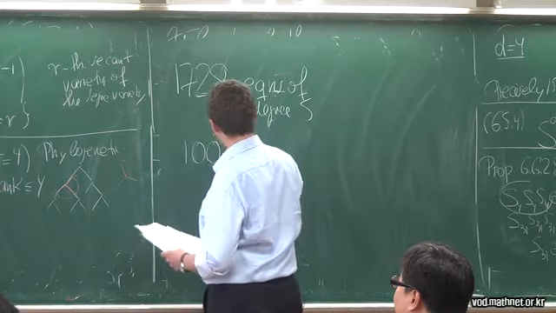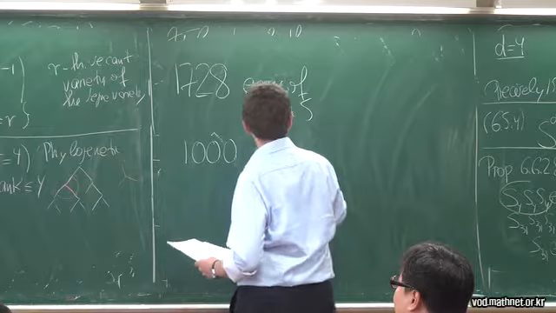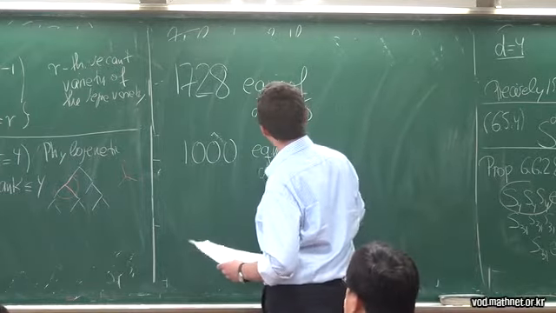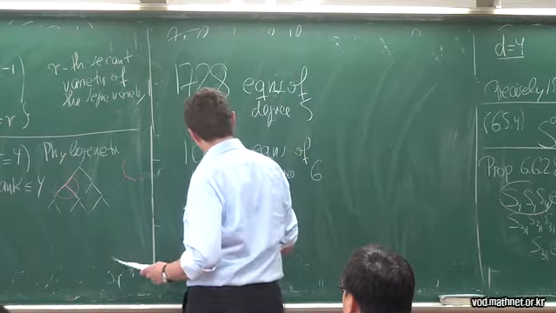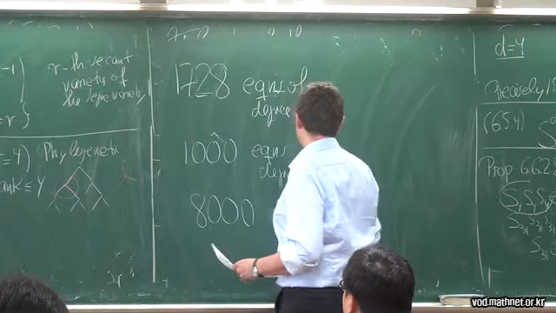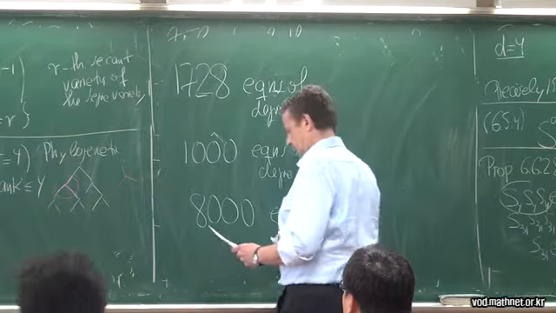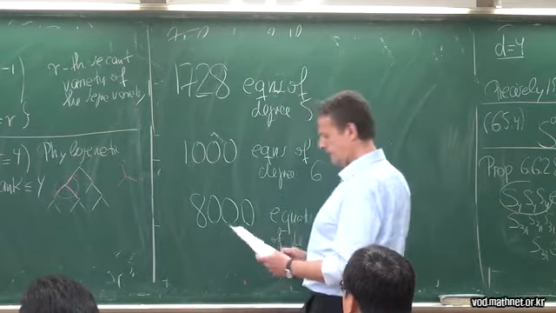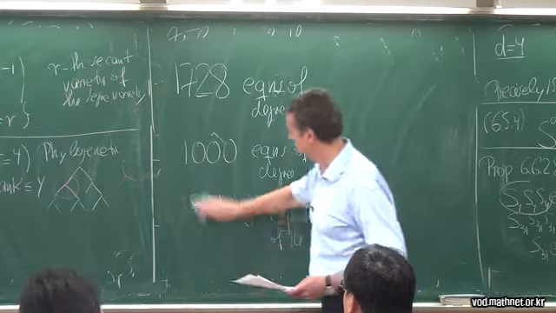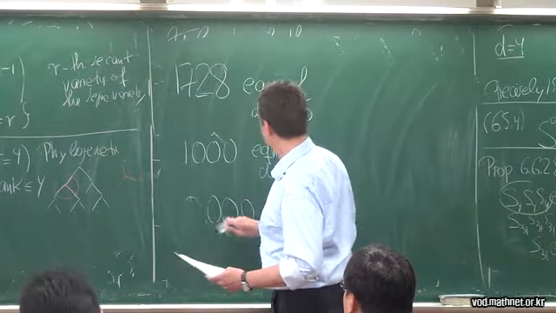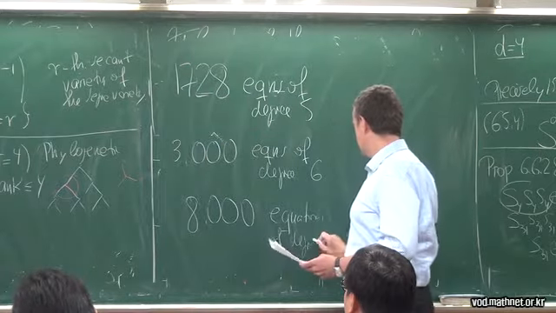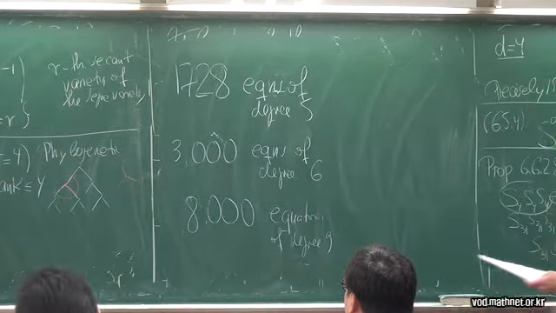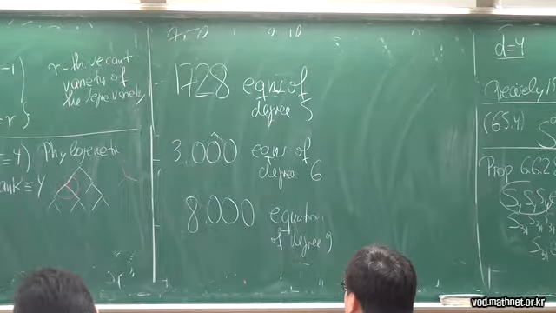And 1,000 equations of degree 6, and you throw in also 8,000 equations of degree 9. 3,000? The same mistake we made. No, that's 8 and the previous one's 3. Oh, this is 3. I'm sorry. 3, 8. Okay. Anyway, so a bunch of equations of degree 5, 6, and 9.